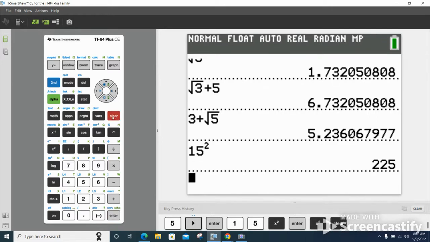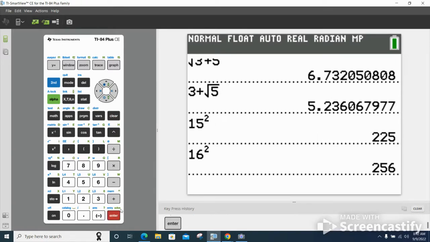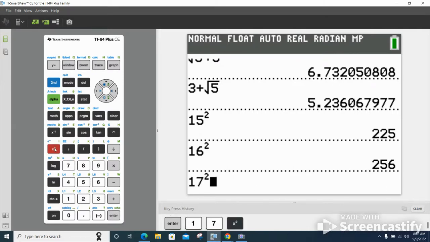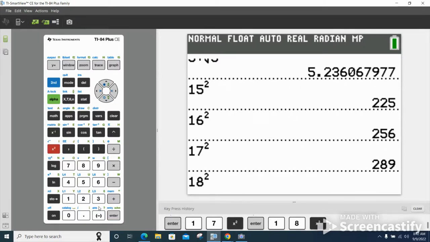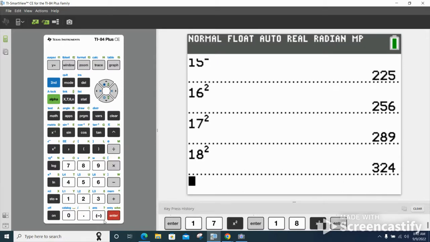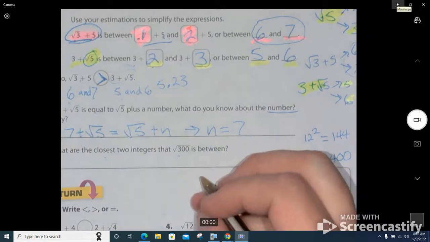Let's do 16 squared. 16 squared is 256. Are we close to 300 yet? We're getting closer, but maybe we could get even closer. So I think 17 squared is 289. That's really close. Let's do 18 squared. 18 squared is 324. So now what that means is we want a number a little bit above and a little bit below.